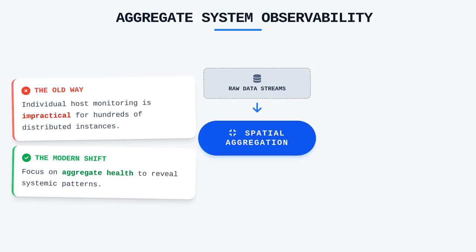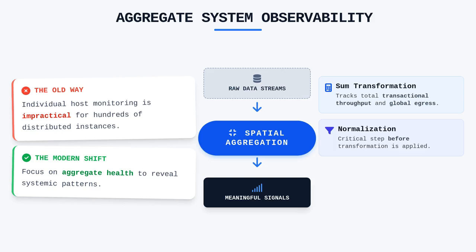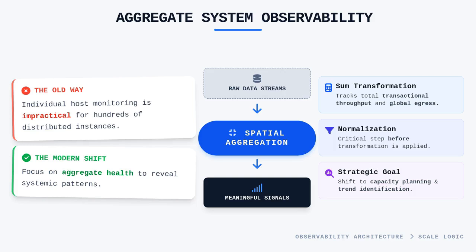By applying spatial aggregation functions directly within the streaming data layer, we can collapse vast datasets into meaningful signals. We frequently rely on the sum transformation to track total transactional throughput, providing a clear view of aggregate load across global regions. If you are tracking database queries, summing these values allows you to verify that your global egress is within defined capacity limits. This approach requires that your metric streams be normalized effectively before the transformation is applied. Once you move into this tier of observability, the objective shifts from local debugging to system-wide capacity planning and trend identification.